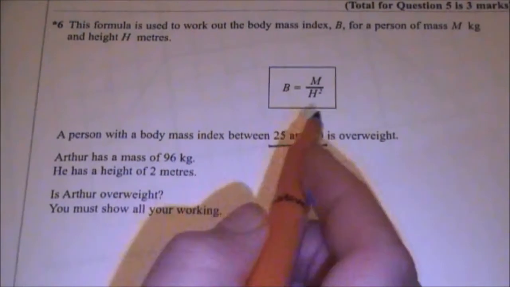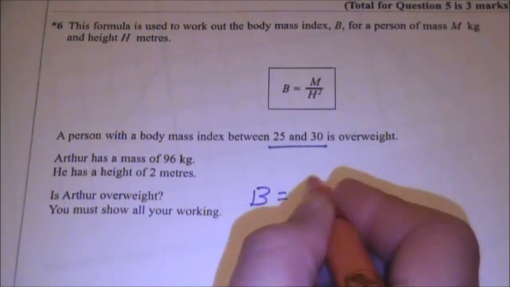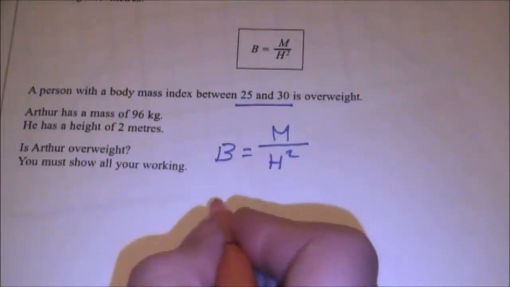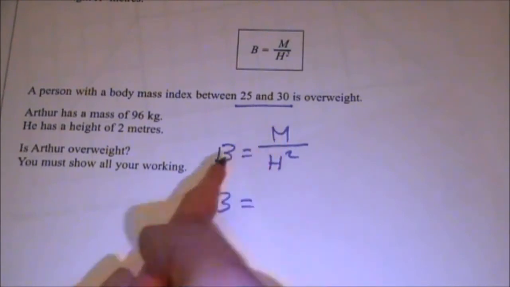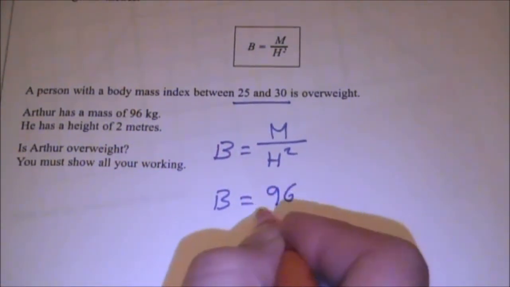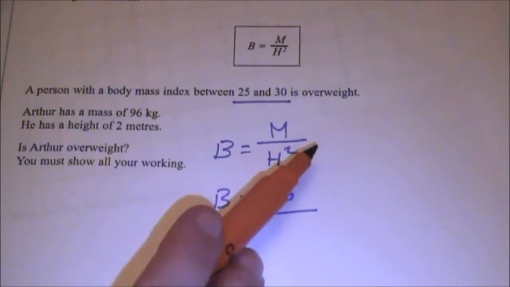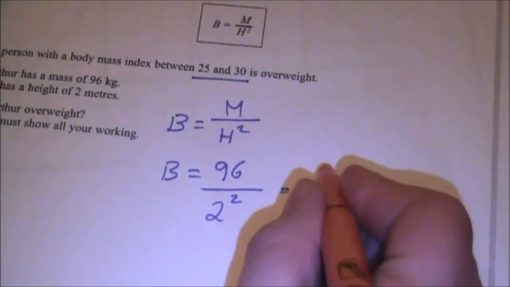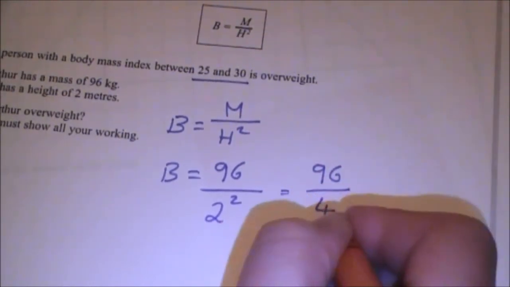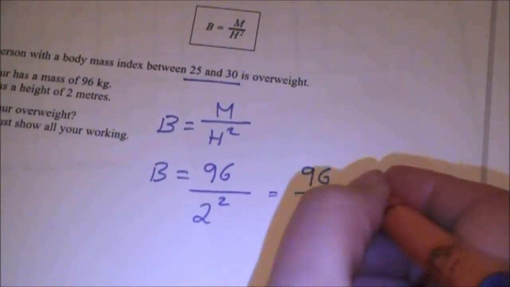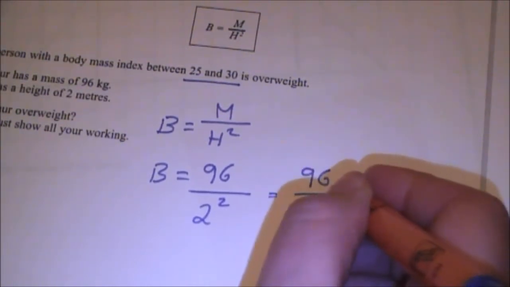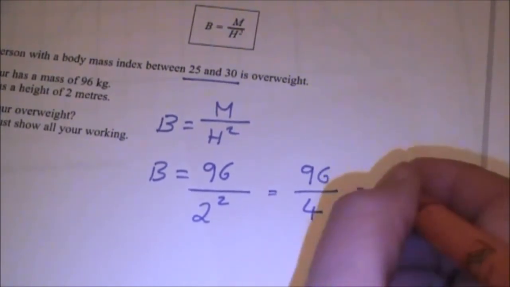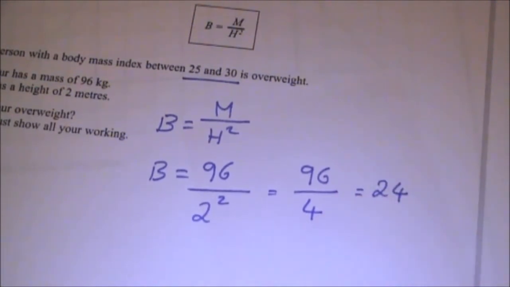So let's have a look. That's the formula. I'm going to write it out here in my own handwriting. B equals m over h squared. Now in order to work out his BMI, we need his mass, 96, divided by his height squared. His height is 2 meters, so 2 squared. So what we end up with is 96 over 4. So 96 divided by 4. Well, I know 100 divided by 4 would be 25, and I've got 4 less. So that is 24.